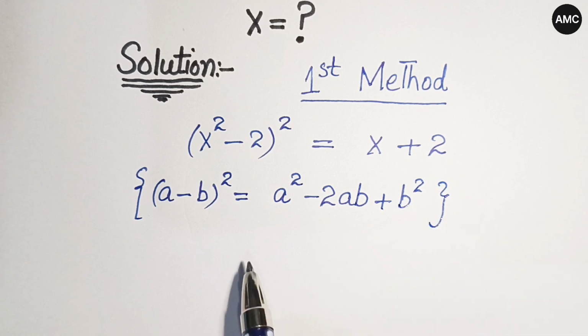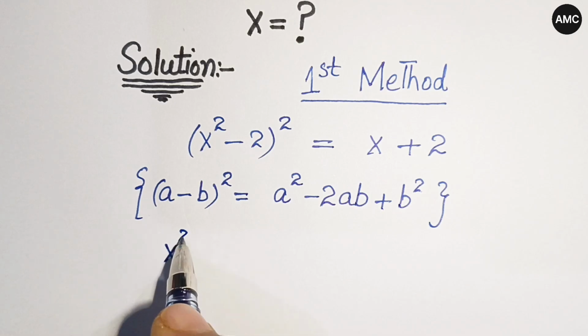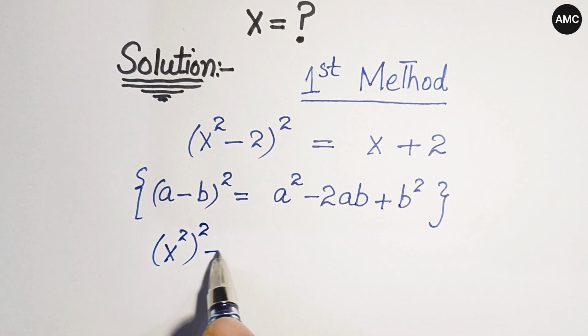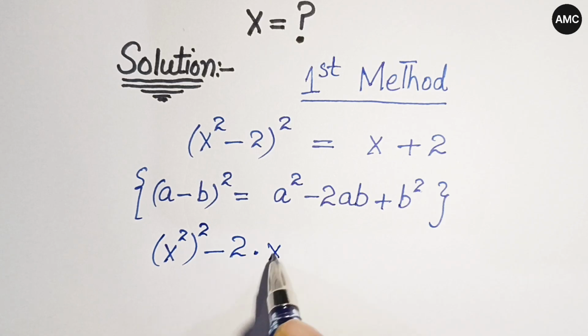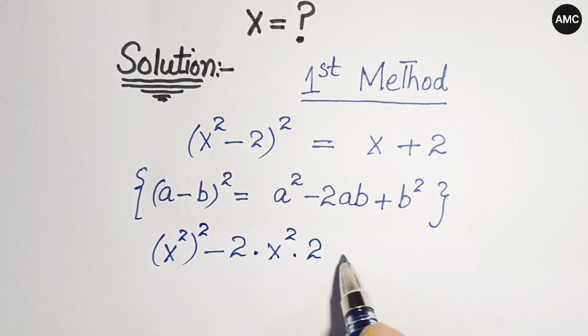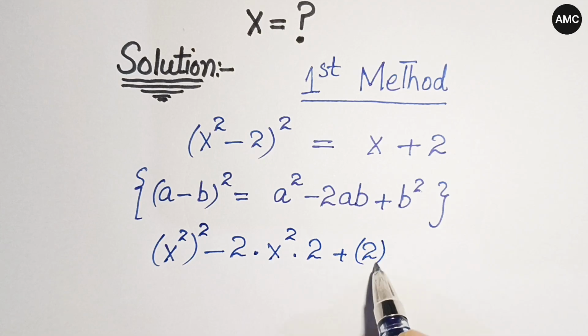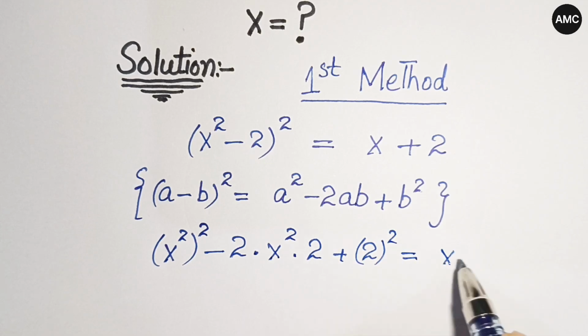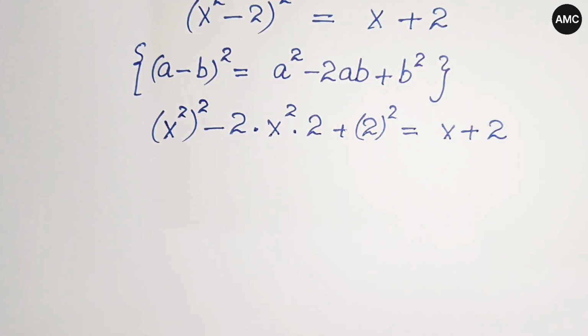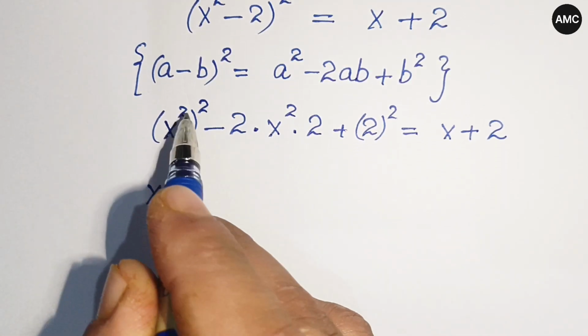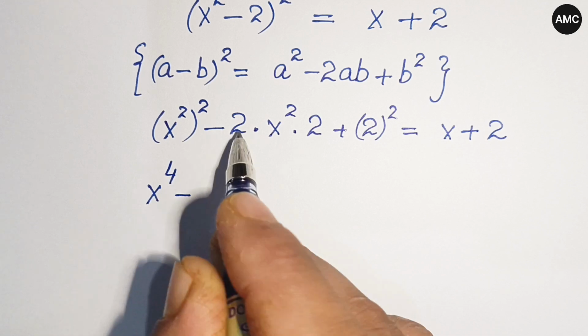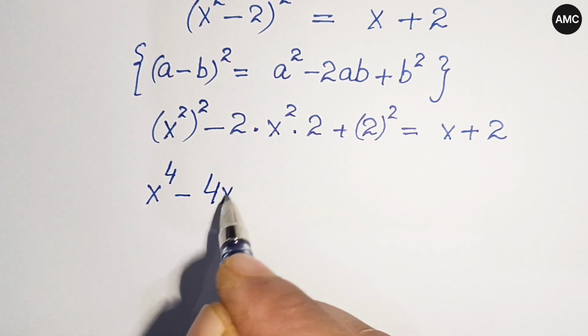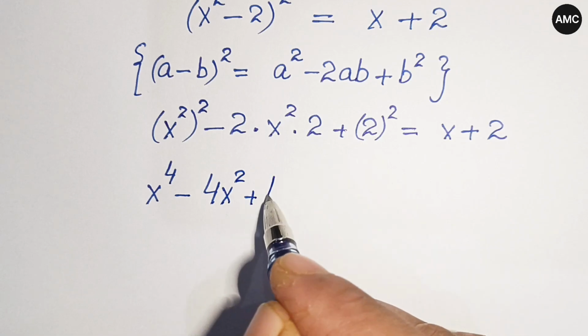Applying this identity on our left hand side, we get (x squared) whole squared minus 2 times x squared times 2 plus 2 squared is equal to x plus 2. It is our left hand side of this equation. Now here we have x to the power 4, minus 4x squared, and 2 squared is equal to 4.